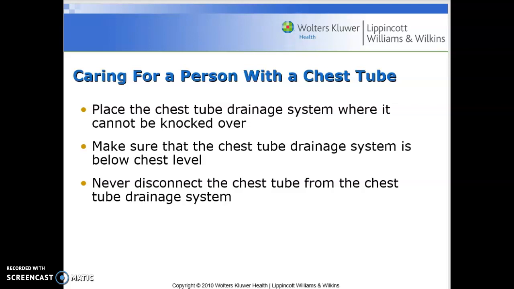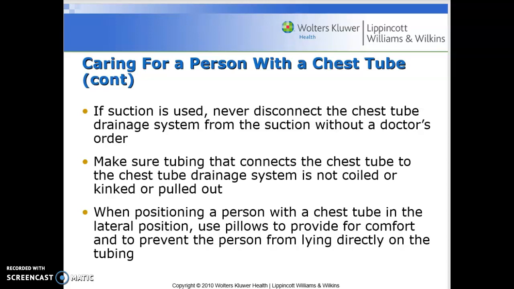We need to monitor these patients very closely, and if we notice anything at all different about them, we need to make sure that we notify the nurse or the doctor. Again, we're never going to disconnect that chest tube. We want to make sure that there are no coils or kinks in it. Whatever's in that chest cavity, we need to make sure it's able to flow out into the drainage system freely. We want to position the patient where they're comfortable, okay? We can use pillows to provide comfort. We may need to keep them from laying on that tube. Whatever it takes to make these patients comfortable, we need to do.